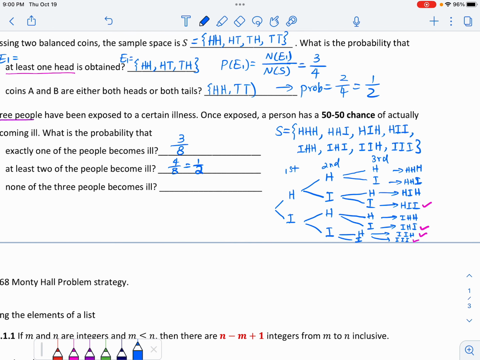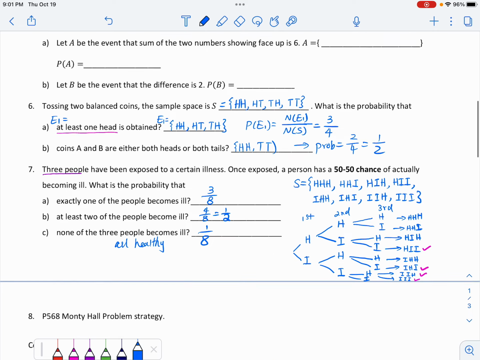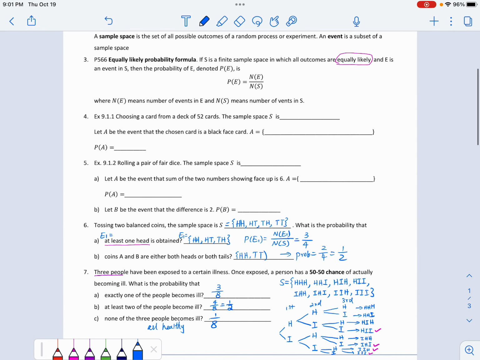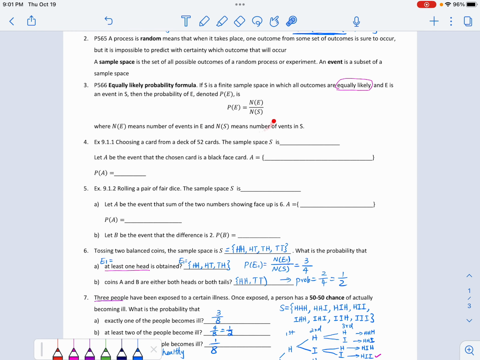And the last one is none of the 3 people becomes ill. That means all healthy, right? That's just one of those outcomes, so this is 1 out of 8. All right, these are some examples of applying this rule.